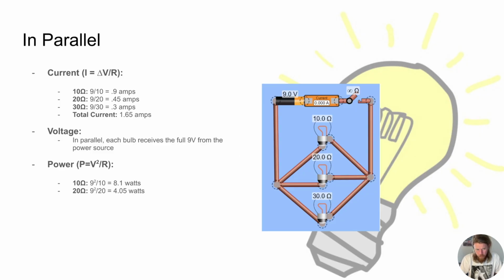For the 20 ohm light, we have 4.05 watts. And for the 30 ohm light, we have 2.7 watts. This information again tells us that the brightest light in parallel should be the 10 ohm light bulb. We'll watch a video of me setting that up real quick and run through it.